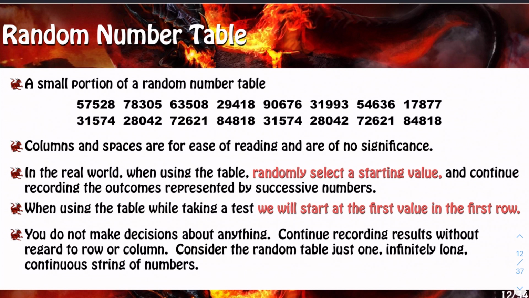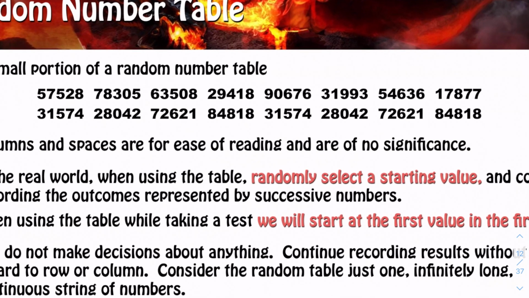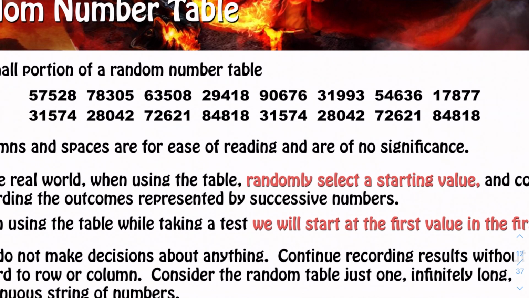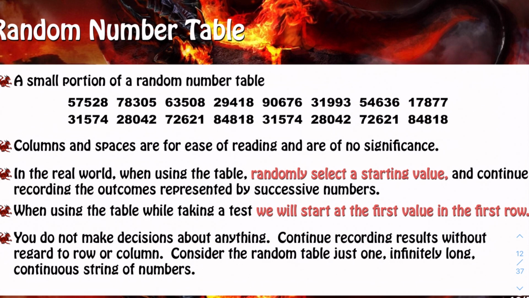So here is our first view of a random number table. A small portion of a random number table looks like this. These are pages and pages and pages of computer printouts of random numbers. The columns and spaces are for ease of reading and are of no actual significance. Like this separation is just so your brain can comprehend the 5 numbers at a time.